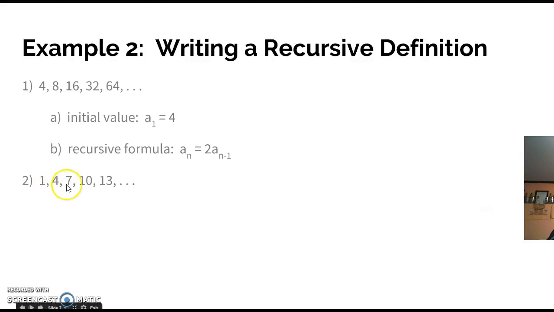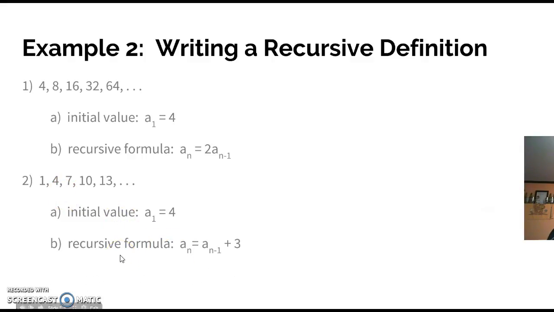Look at a second example. Here's that 1, 4, 7, 10, 13 that we had earlier. Again, what's the pattern? We're going up by 3 every time. So we set our initial value, which in this case should be a 1. The recursive formula tells me how to find the next term given the previous term: add 3 to the previous term. So the nth term is the n minus 1 term, the previous term, plus 3. Recursive.